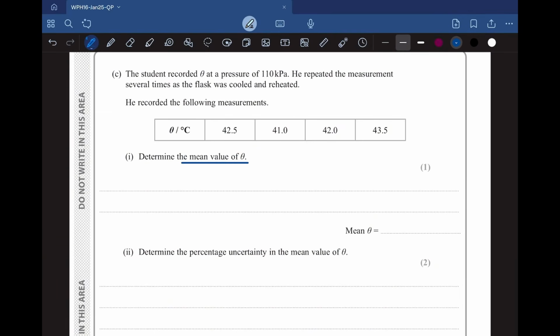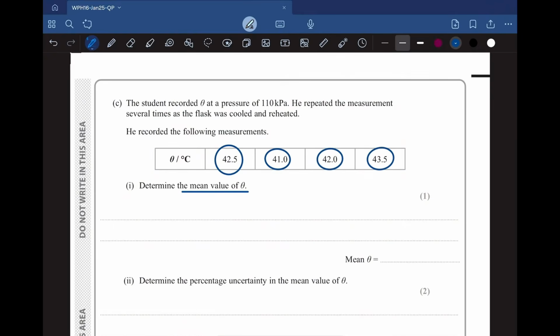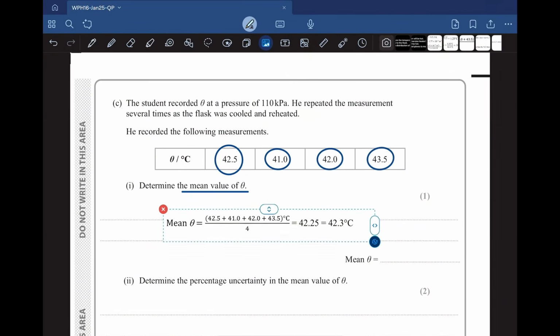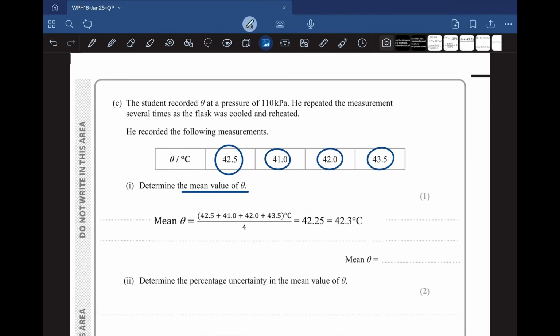Now to calculate the mean, we will have to add all of these four values and then divide by the number of values, so we will divide by 4. This is a very easy peasy lemon squeezy question, right? Basically, we add all of these four values and divide by 4, which will give us a value of 42.25. But make sure to write the answer in 3 significant figures. Why? Because the data provided were in 3 significant figures.